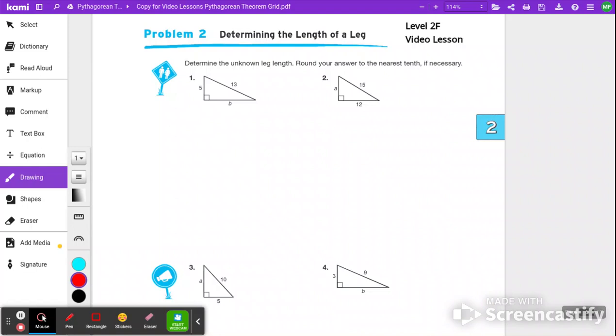In this video, we'll use the Pythagorean Theorem and what we know about how to solve equations to determine the length of a leg of a right triangle. In these problems, we're given the length of the hypotenuse and the length of one leg. We'll look at number 1 and 3 together. In number 1, A is 5, and the hypotenuse C is 13.